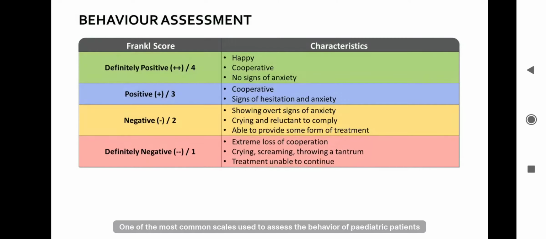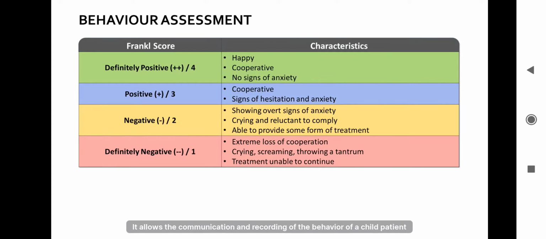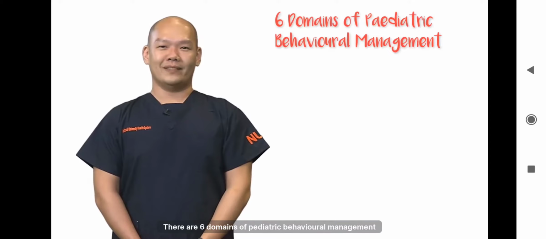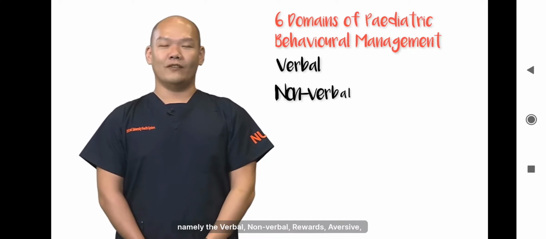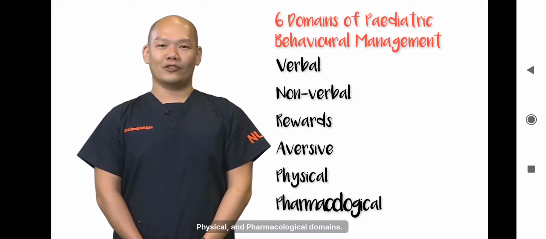One of the most common scales used to assess the behavior of pediatric patients is the Frankel scale. It allows the communication and recording of the behavior of a child patient during visits and specific procedures. The scale ranges from 1 to 4, with 4 for the cooperative patient and 1 for the patient uncooperative with any procedure. There are 6 domains of pediatric behavioral management, namely the verbal, non-verbal, rewards, aversive, physical, and pharmacological domains.